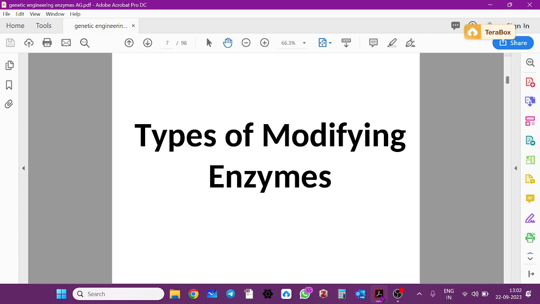And for example, you take another DNA from another organism, and then what you can do with that is you paste them inside. And this process is known as ligation.